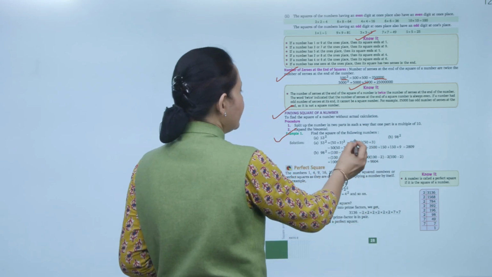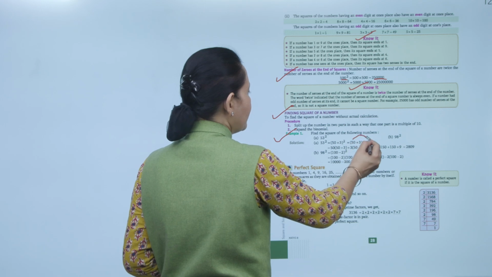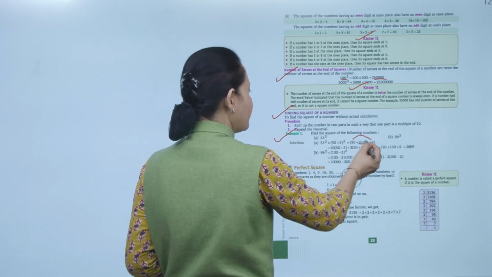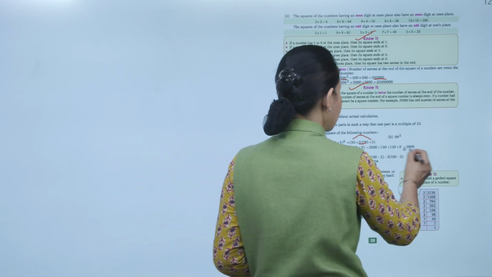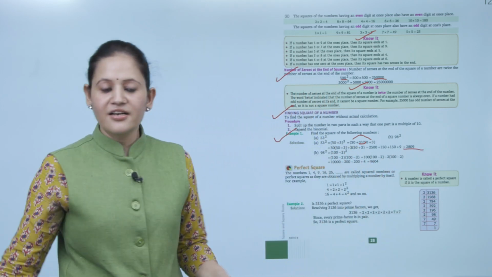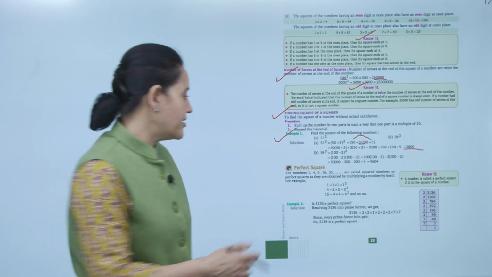So 50 को हम multiply करेंगे (50 plus 3) से, then 3 को multiply करेंगे (50 plus 3) से. Solve करेंगे, so that is equal to 2809. Clear? Next is perfect square.